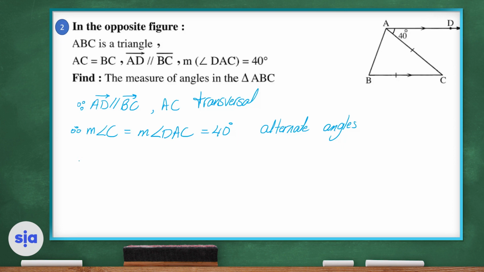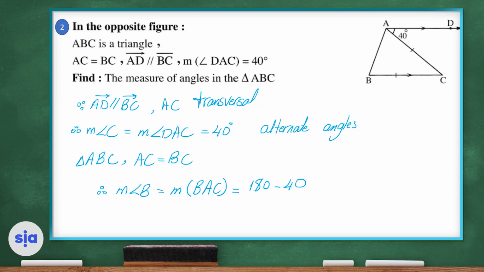In triangle ABC, since AC is equal to BC as given, therefore the measure of angle B is equal to the measure of angle BAC, and each of them is equal to 180 minus 40, all divided by 2, which is 70 degrees.